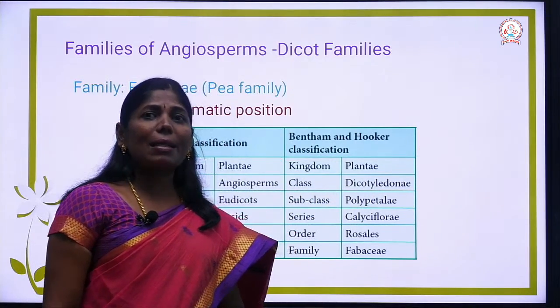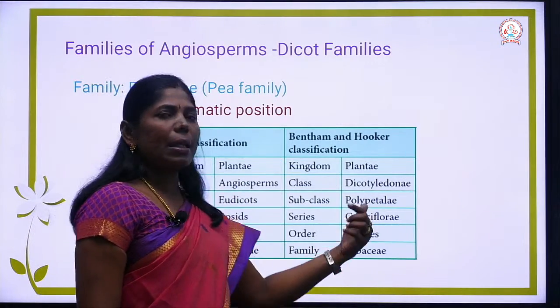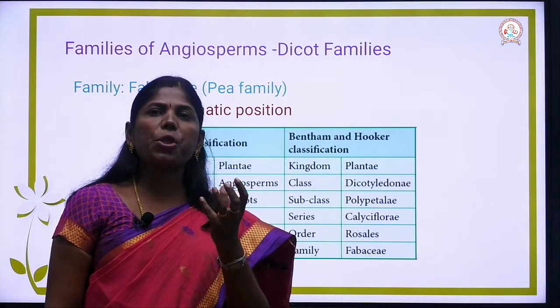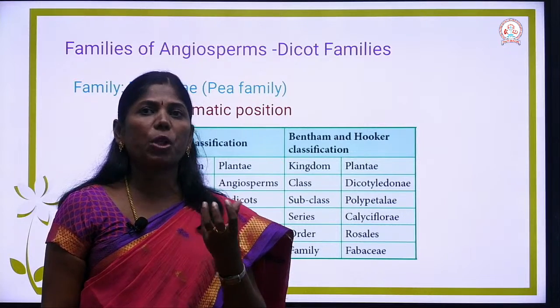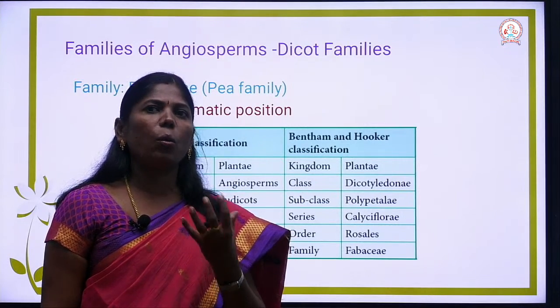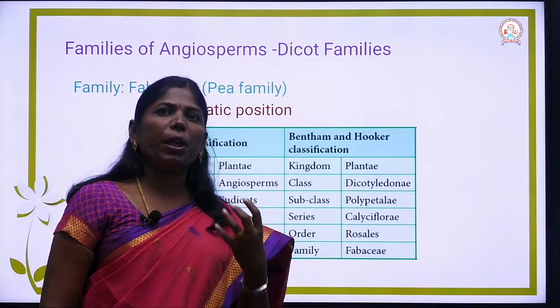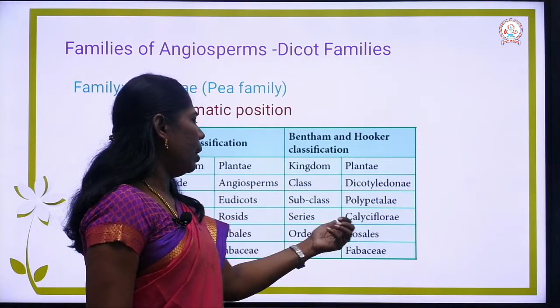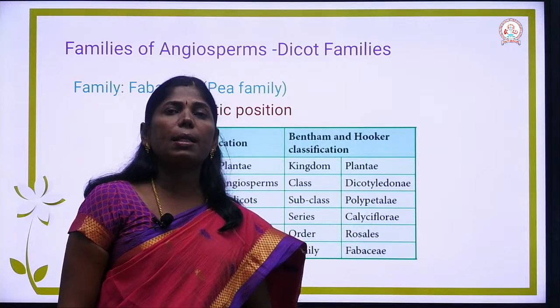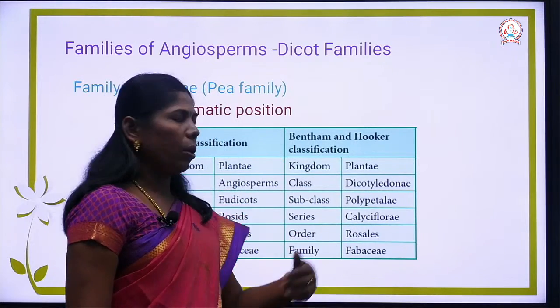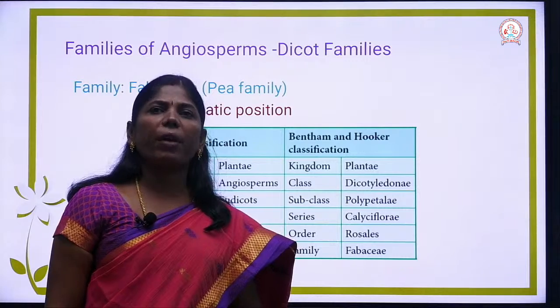Next one is Calyciflorae. Here there is an inferior ovary. The thalamus is cup shaped. So an inferior ovary is present, though most of them also have a superior ovary. Next one is Rosales. The order belongs to Rosales. The family is Fabaceae.